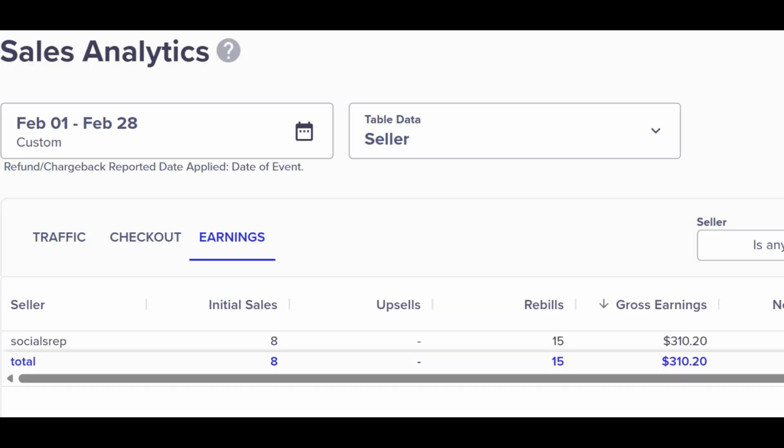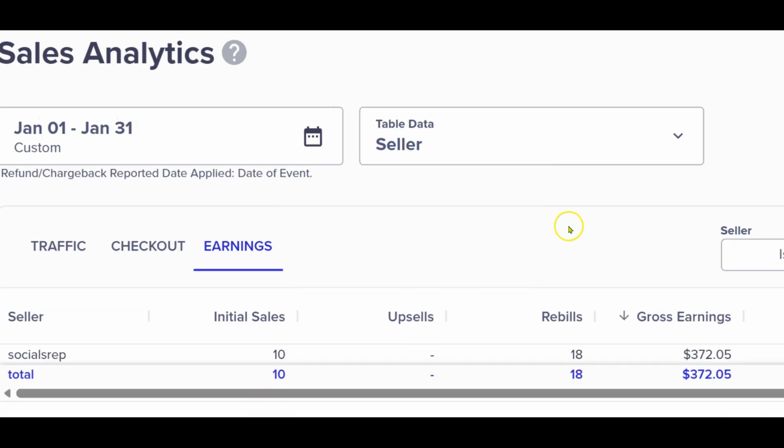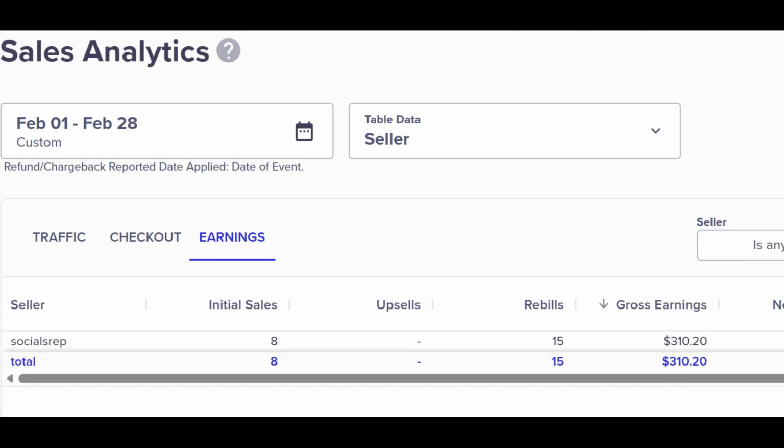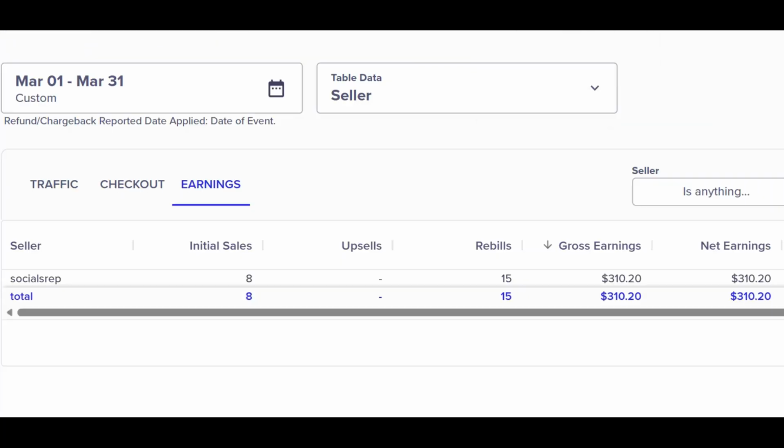So then again, we go back to January: 10 initial sales, 18 rebills, $372.05. As you can see, this is lower than, I believe, every month back in 2025 when I was sending half the amount of leads. This is lower. And this was January, and the months since then have only gotten lower.